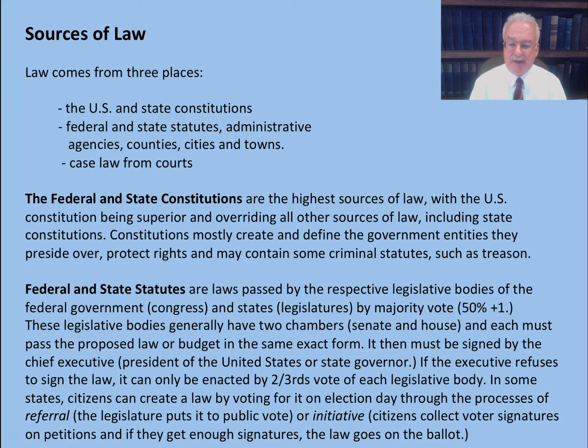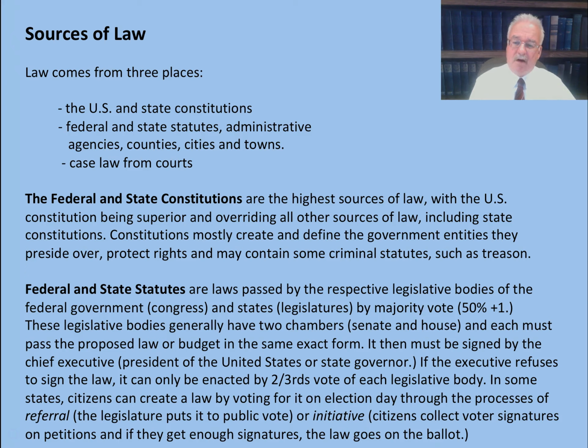It then must be signed by the chief executive, the President of the United States, or if it's a governor, the state governor. If the executive refuses to sign the law, it can only be enacted by 2/3 vote of each legislative body. In some states, citizens can create a law by voting for it on election day through the process of referral. The legislature votes to put that on the ballot for the people to vote on, or initiative. Citizens, on their own, collect enough signatures from voters on petitions, and if they get enough, it goes on the ballot to be voted on.